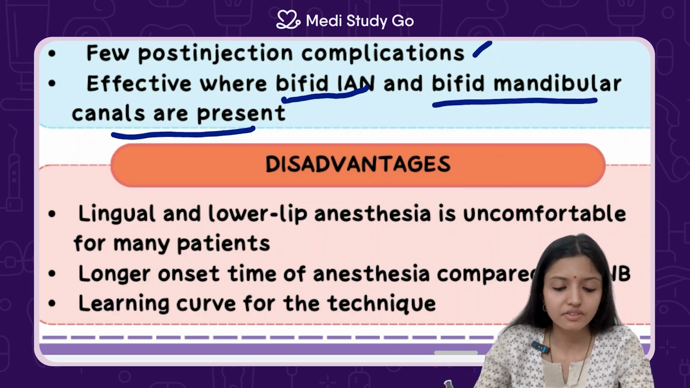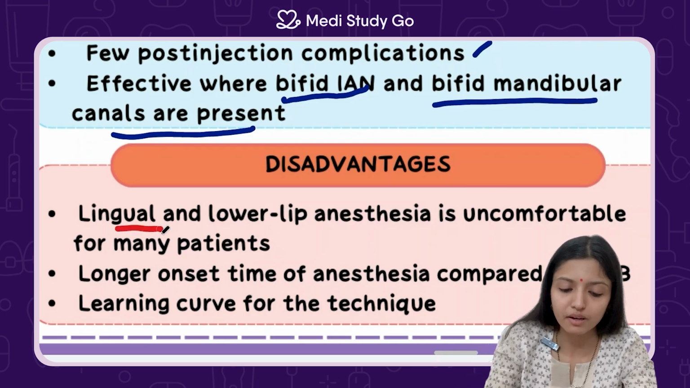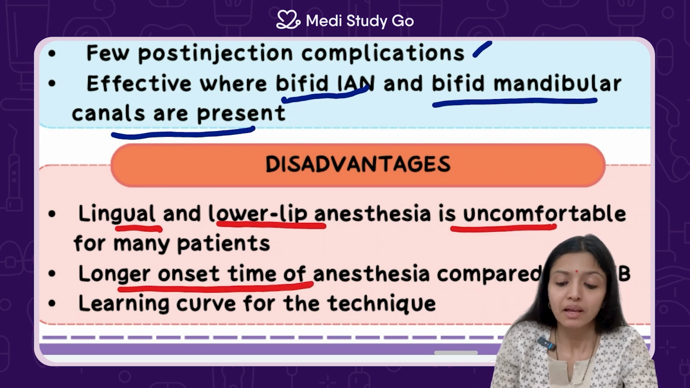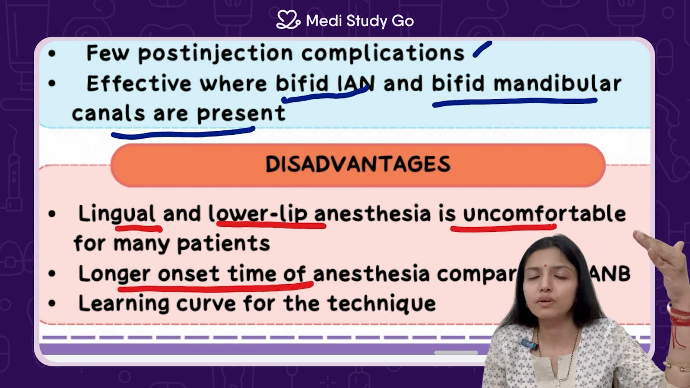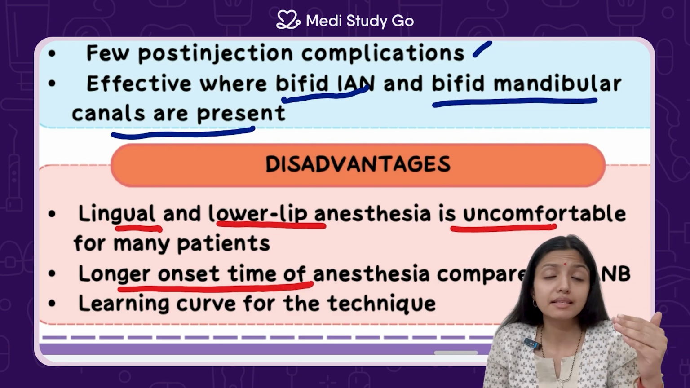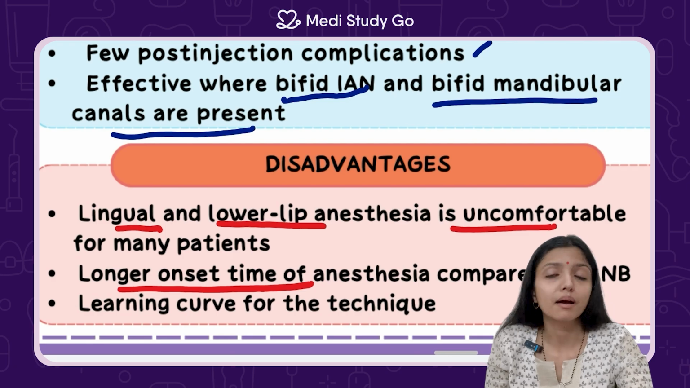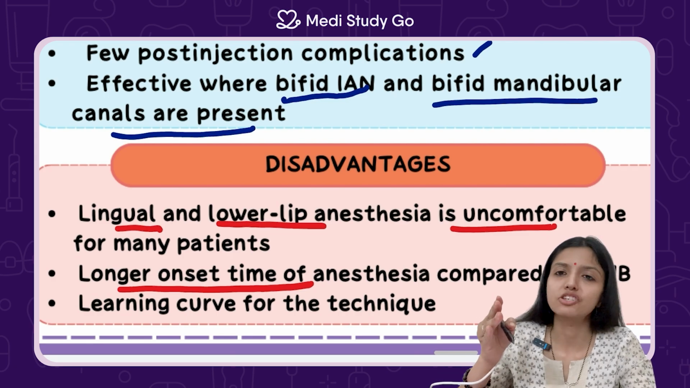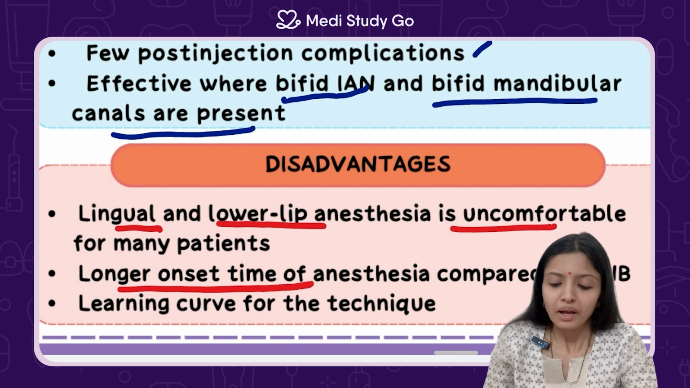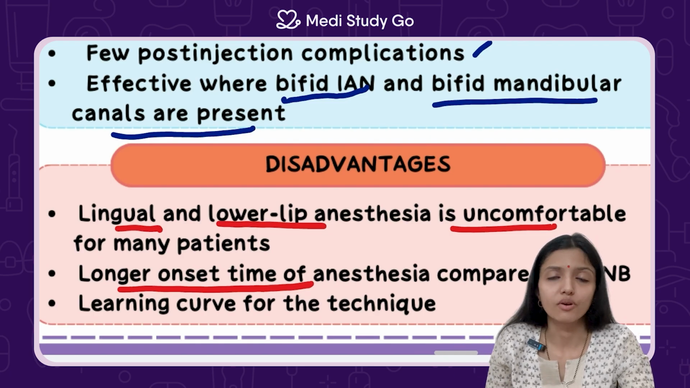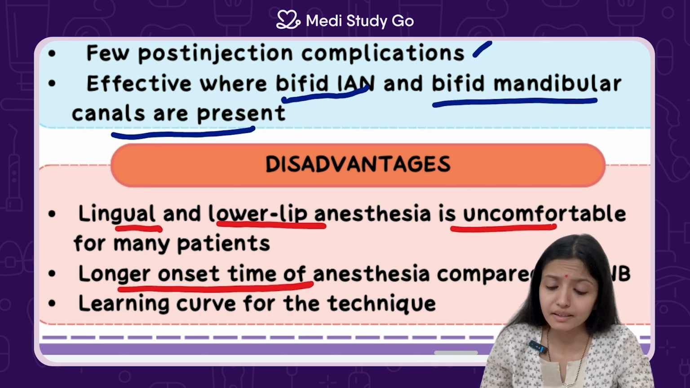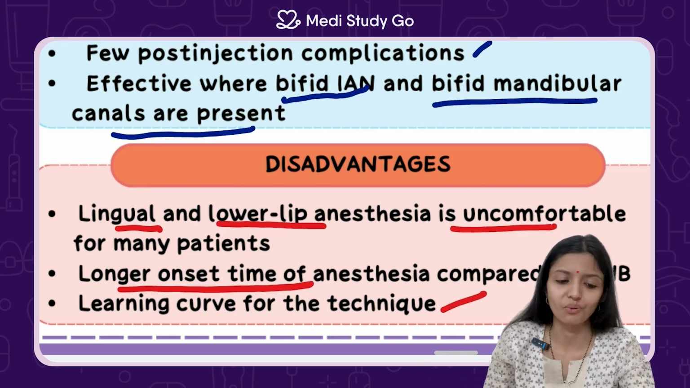Its disadvantages are, as mentioned, that lingual and lower lip anesthesia may be uncomfortable. It has a longer onset time because it begins from the mandibular trunk. So it takes time for the anesthesia to descend downwards, as compared to the IANB where you're directly injecting at the point of the inferior alveolar nerve branching. So this technique requires a longer onset of anesthesia, and it has a steep learning curve, but once you learn it, there's no going back from it.